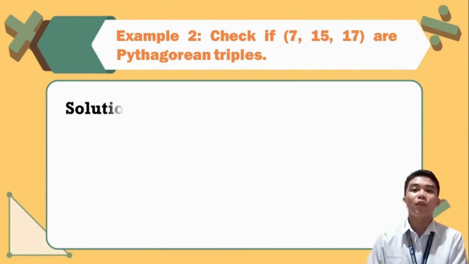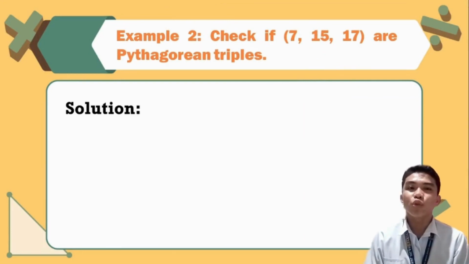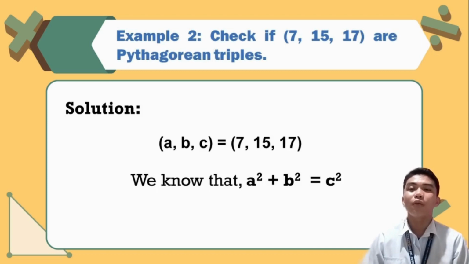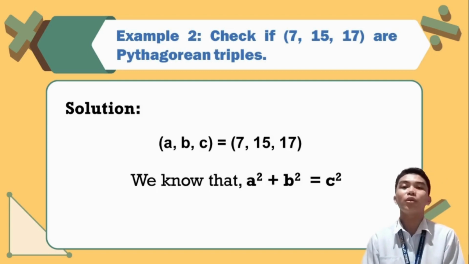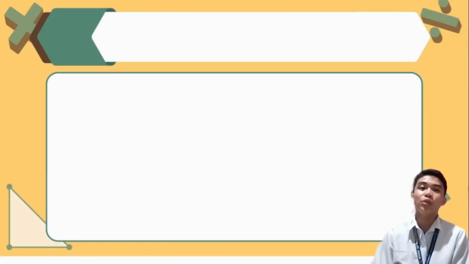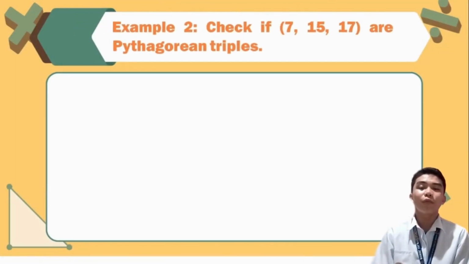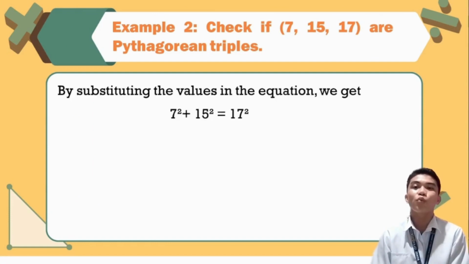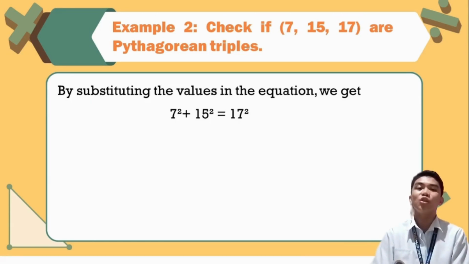Check if the quantity 7, 15, 17 is a Pythagorean triple. So we have here the solution. The quantity a, b, c equals the quantity 7, 15, and 17. We know that the formula of the Pythagorean theorem is a squared plus b squared equals c squared. Now that we have obtained the values of the variables, we will simply substitute the values in the equation. So we get 7 squared plus 15 squared equals 17 squared.